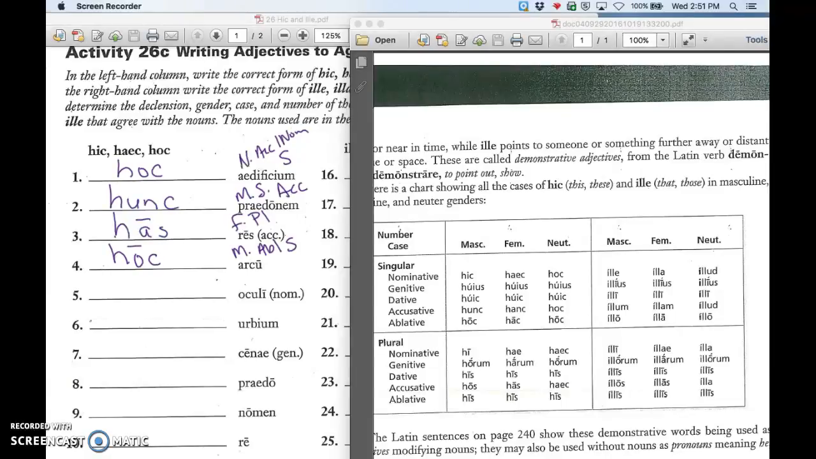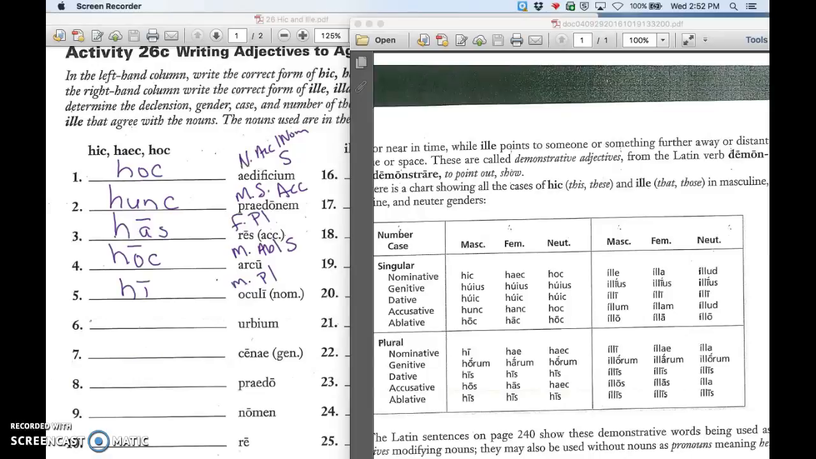Okay, number 5, the last example that we're going to do here is oculi, and they want the nominative form. So since it's the nominative form, we know that this I ending is going to make that plural, and that the word is masculine. You can see that in your vocabulary list. So masculine plural, and you look at that nominative masculine plural, and you see that it's hi. So there's using hic, haec, hoc.